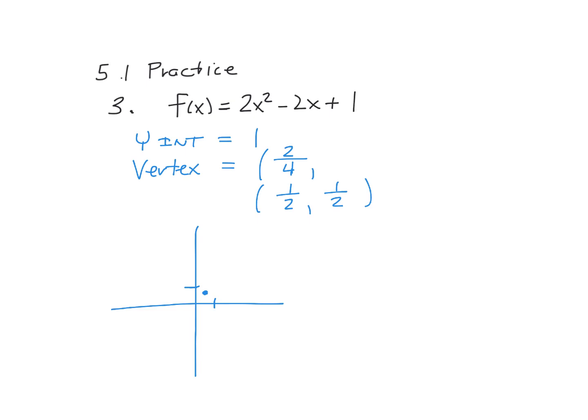And my a value is 2. So from there I'd go over 1 up 2, over 1 up 6, over 1 up 10. Now as we go over 1, we're going to go over to a half. And then I would just go up 2 values. Same thing over here, it'd be symmetrical. My parabola would look like this.